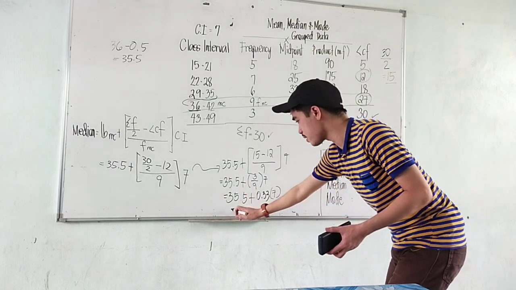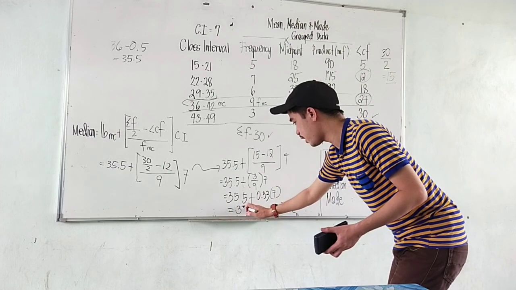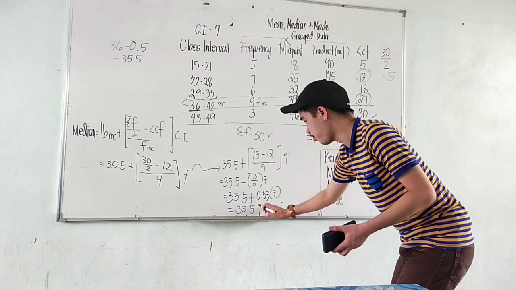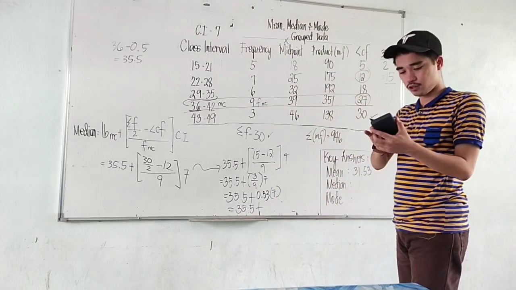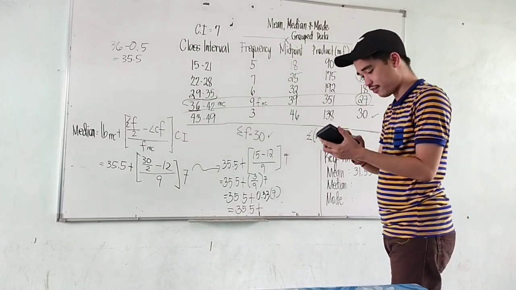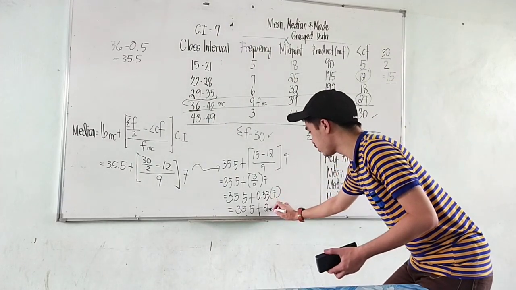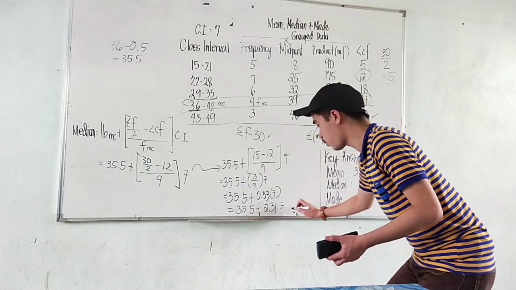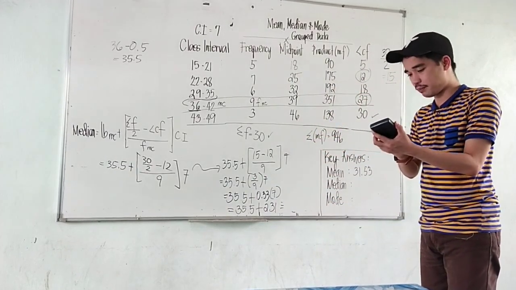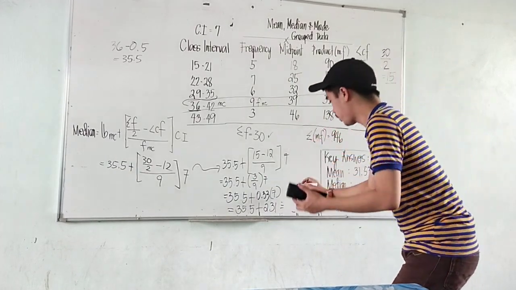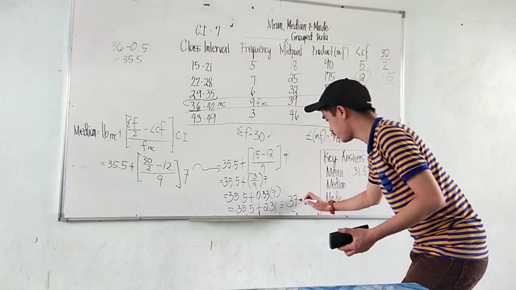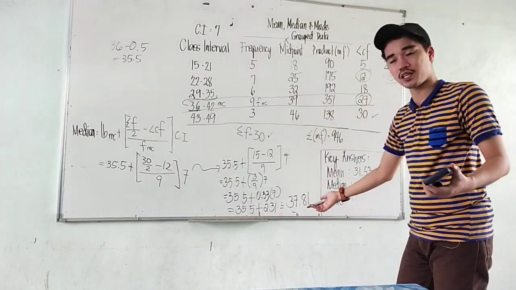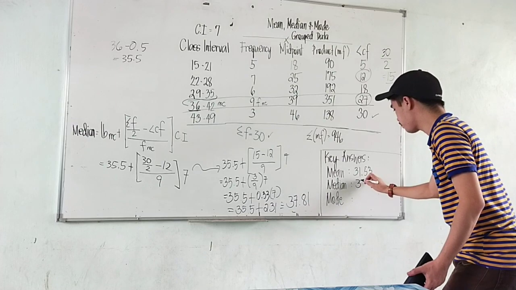So, ang ating next po na solution dyan is 35.5. So, solve po natin. 0.33 times 7, we have 2.31, is equals to 2.31 plus 35.5. We have 37.81. Ating median ay 37.81.